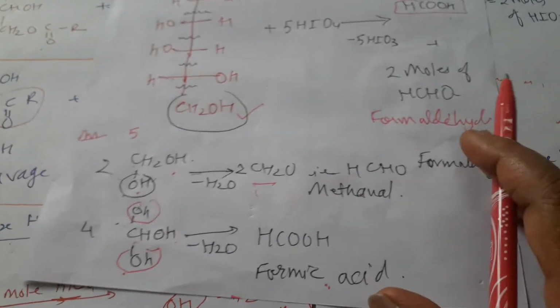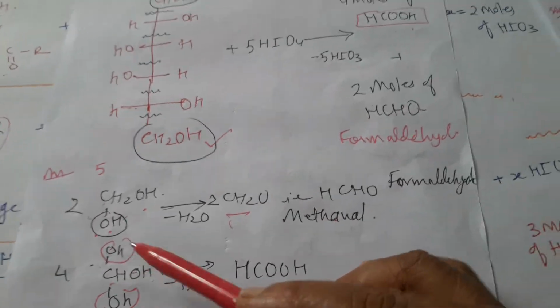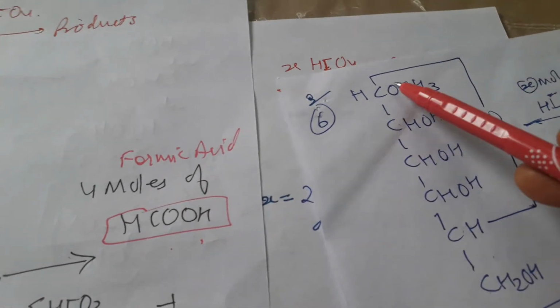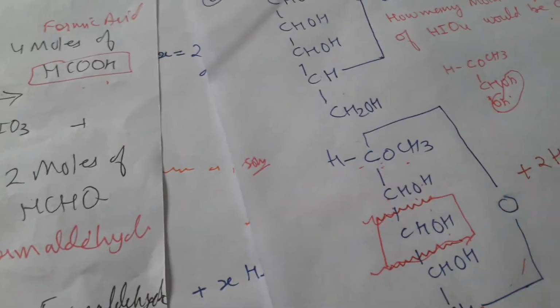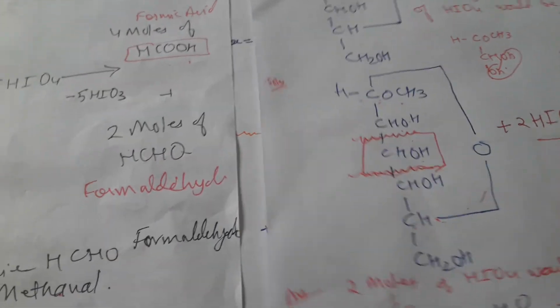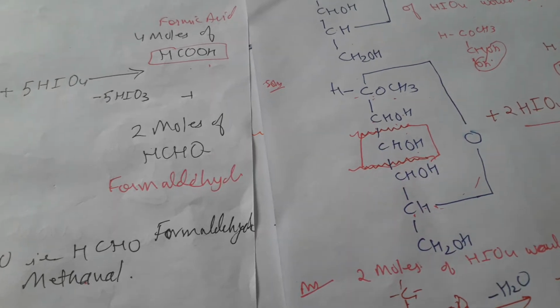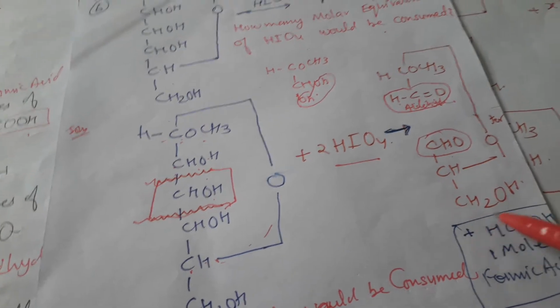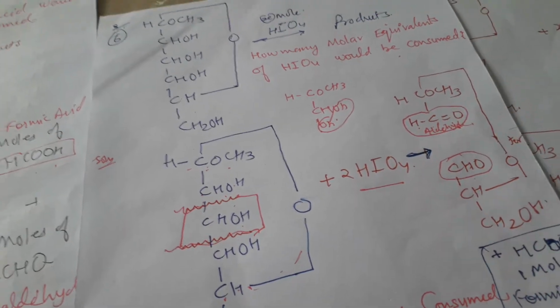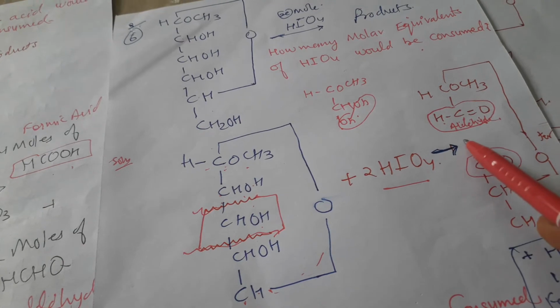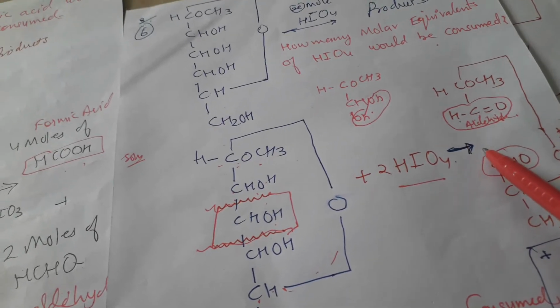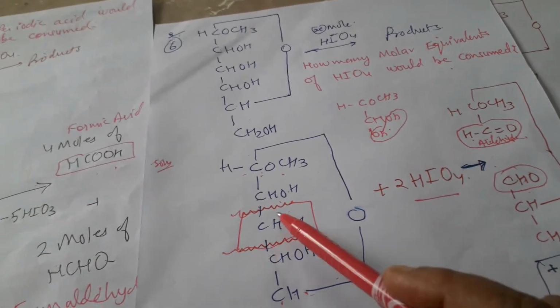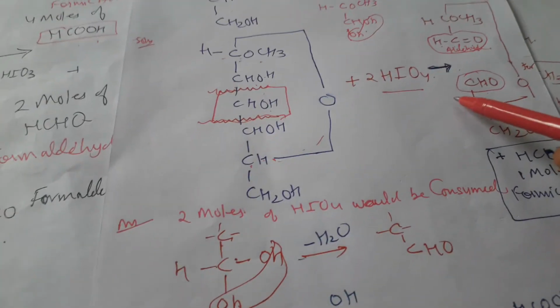I think this is clear to you. Here it is free CHOH, above CHOH and below CHOH. But here in this case, CHOH is joined with HCOCH3. So you can find this out very easily: this is converted into CHO, this is converted into CHO. See, the rest of the cycle will remain as such. Only the bond between this and this breaks. There is no bonding between this and this. They are separated now. Clear?